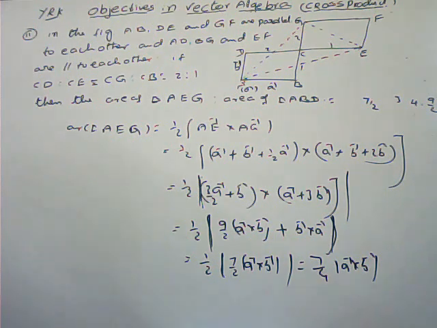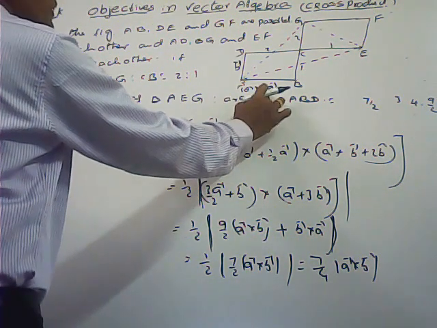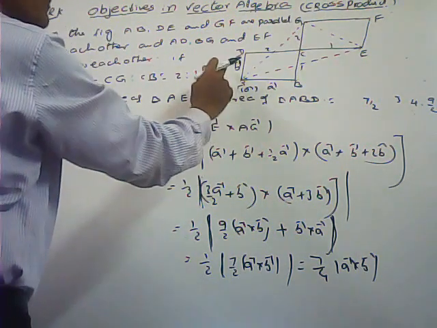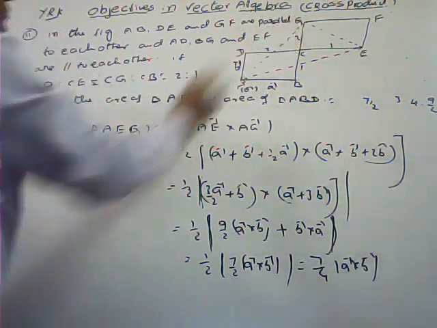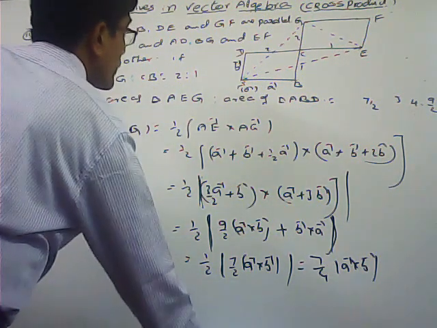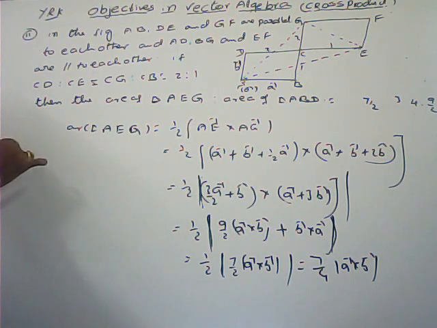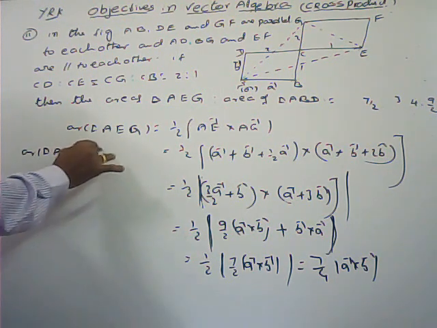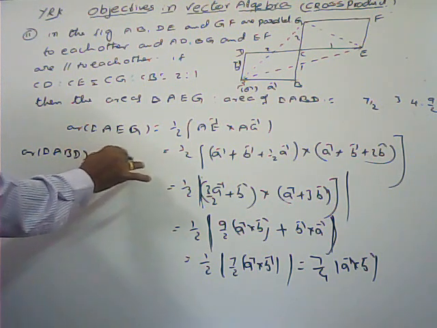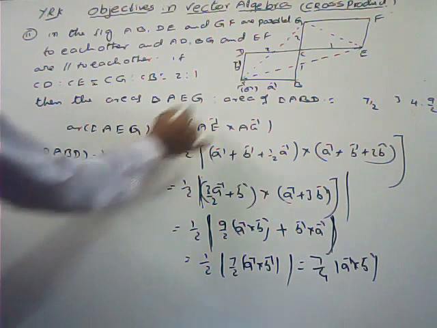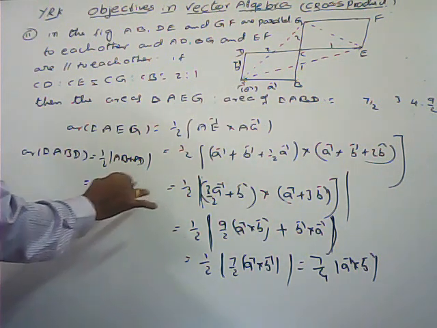That one we got. Otherwise, if any confusion is there, here two parts, 2a bar you can take, this is a bar you can take. This one you can take b bar, here you can take 2b bar. That is also a nice one. You can get the same result. Now, area of triangle ABD. That is equal to half into modulus of AB bar cross AD bar, half into modulus of a bar cross b bar.